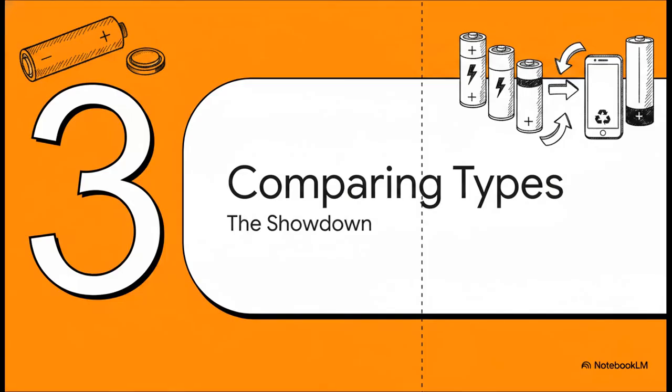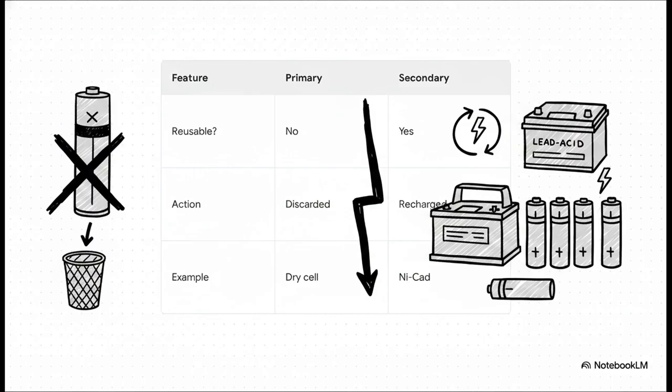Section 3. Comparing battery types, the showdown. Looking at them side by side, it all really just comes down to the dividing line of reusability. Primary cells are single-use, discarded, and rely on an irreversible reaction, like that dry cell we mentioned. Secondary cells are rechargeable, driven by a reversible current, and designed for multiple life cycles, like your lead storage or NiCad. It 100% depends on whether that fundamental electrochemical reaction can run in reverse.